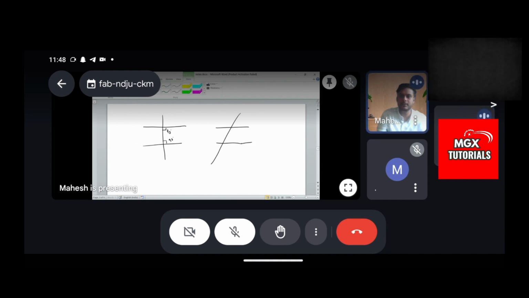No, that only was. So here, if this is 120 degrees, this will be very good. Understood or not? This is only known as adjacent angles. Any doubts?